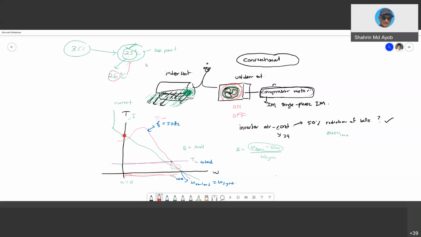But when it reaches the set point, then it will shut down, turn off. So the speed is 0. But when the room is getting hotter, then it will start back. So the current will actually start very high and then reduce. So this start-up current on and off will actually increase the bills.